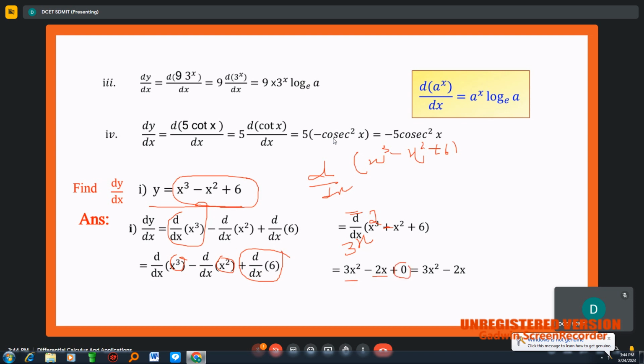Constant term 6 is a constant term. Differentiation of a constant term is 0. So what are we getting here? 3x square minus 2x is the differentiation of x cube minus x square plus 6. Okay? Clear?